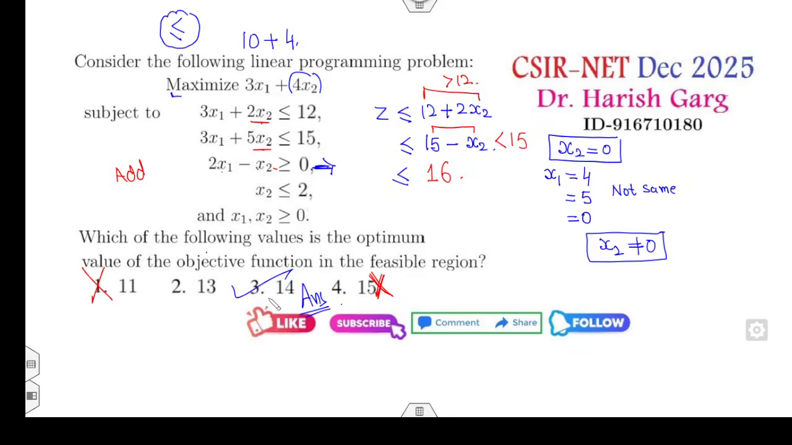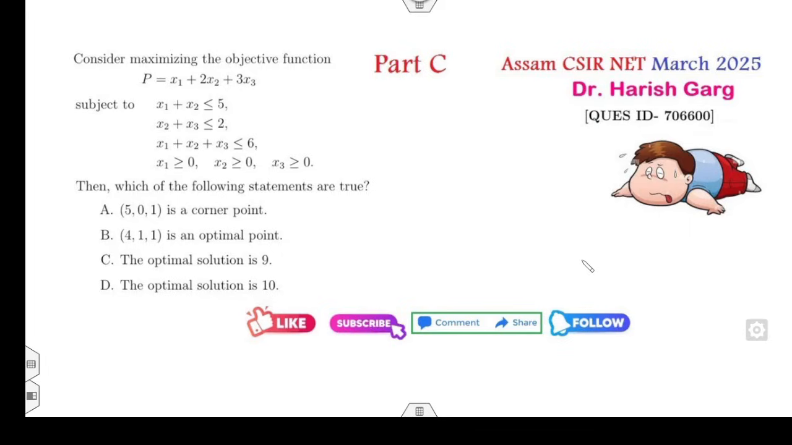Fine. And the third and the second option, you have simplified. Okay, look at this next one. Which of the following statements are true? 5, 0, 1. Is it a corner point? How can you say it is a corner point? If at least two constraints are satisfied as equality.